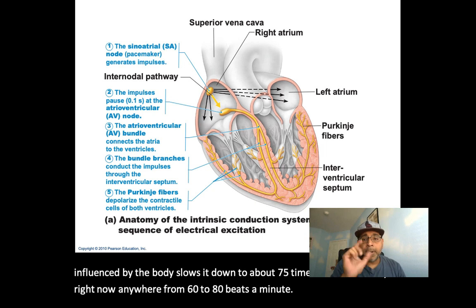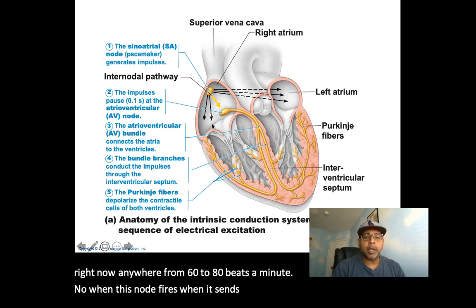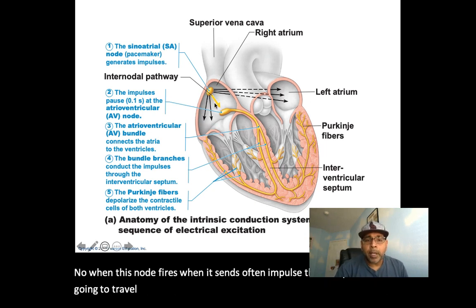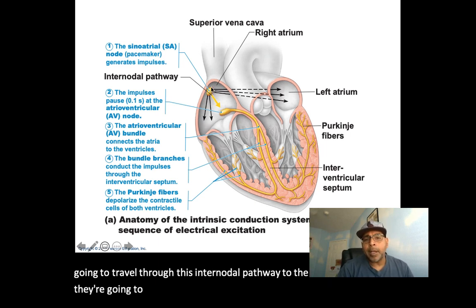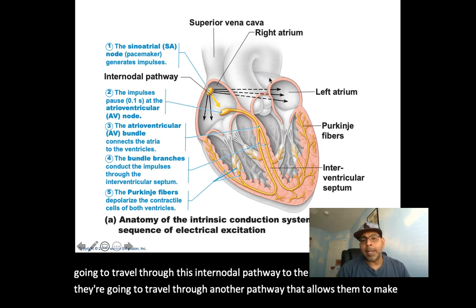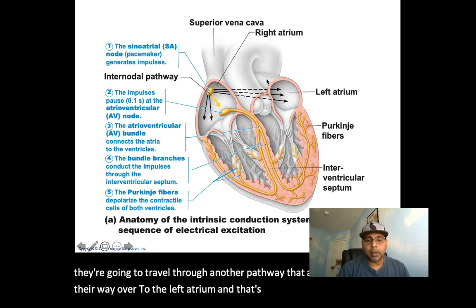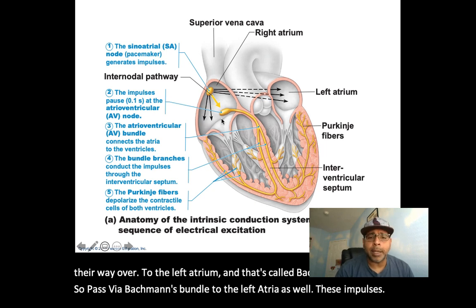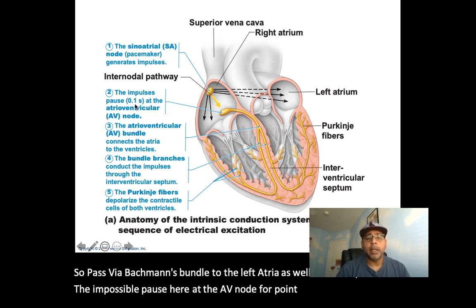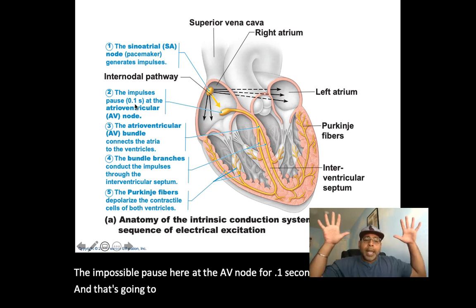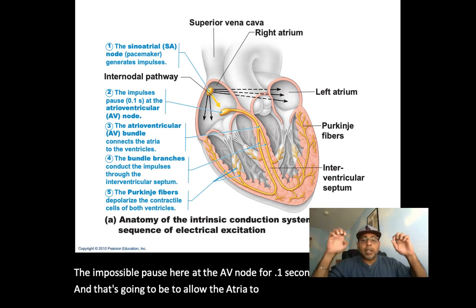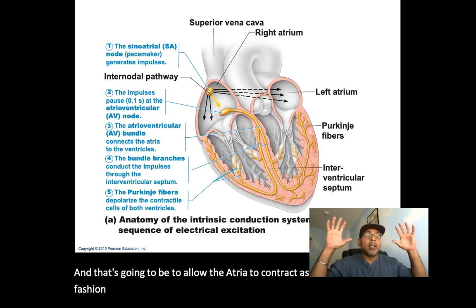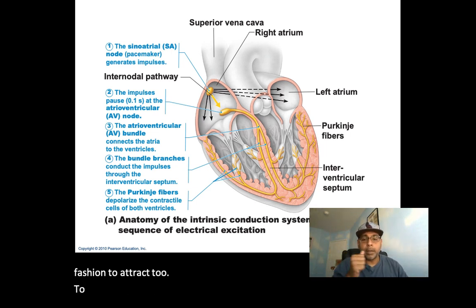Now, when this SA node fires, when it sends off an impulse, those impulses are going to travel through this internodal pathway to the AV node, and also they're going to travel through another pathway that allows them to make their way over to the left atrium, and that's called Bachmann's bundle. So they'll pass via Bachmann's bundle to the left atria as well, these impulses. These impulses will pause here at the AV node for 0.1 second. And that's going to be to allow the atria to contract in a coordinated fashion, to contract together.